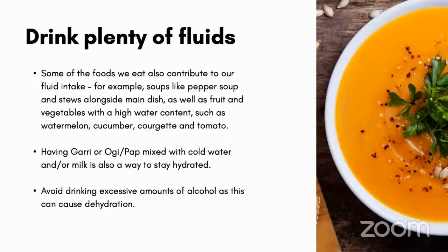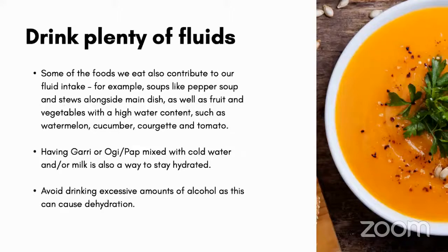And also, we do know that there are some foods that have a very high fluid content. So things like soup, like your pepper soup or your bonnet soup or your spinach stew, these have a very high fluid content. So where possible, when you're having your meals, try to have soups and stews alongside them. We also know that fruits and vegetables have a very high water content. So things like watermelon, cucumbers, courgettes, and tomatoes can also contribute towards your fluid intake.